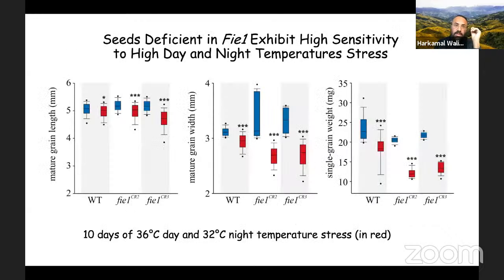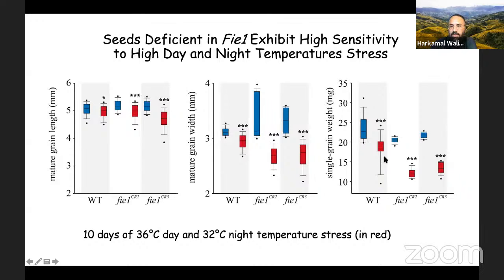We also looked at the sensitivity of these mutants under high day and night temperature, because warmer days are moderately correlated with warmer nights. So we don't see much of a difference in grain length. But if you look at the grain width, under both hot day and night temperature, we see a major drop in the seeds that are deficient in 5.1.